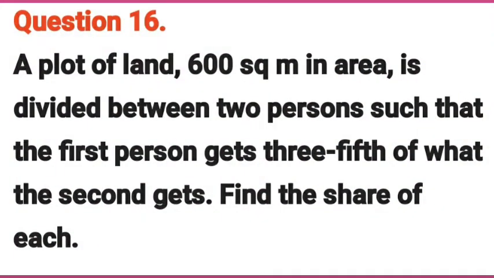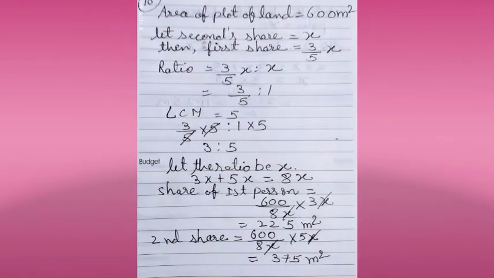Now next, question number 16. A plot of land 600 square meter in area is divided between 2 persons such that the first person gets 3/5 of what the second gets. Find the share of each. So the area of the plot of land is given, 600 square meter. Let the second's share be x. Then the first share will be what? 3 by 5 x.